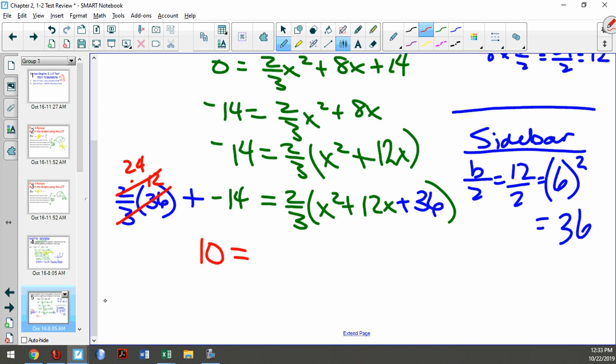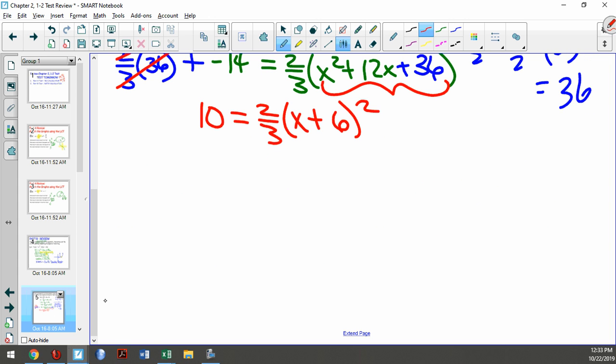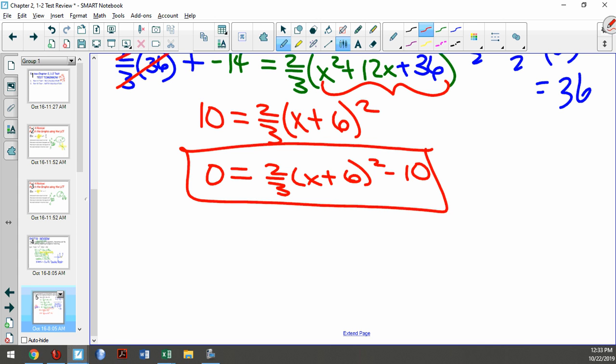36 divided by 3 is 12. 12 times 2 is 24. 24 take away 14 is 10. Okay? I keep the 2/3, and that's going to give me 2/3 times (x plus 6) squared. My goal is standard form, so I subtract the 10 over. And this is standard form.